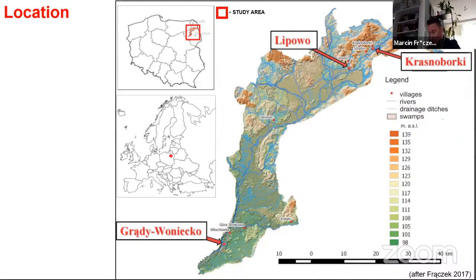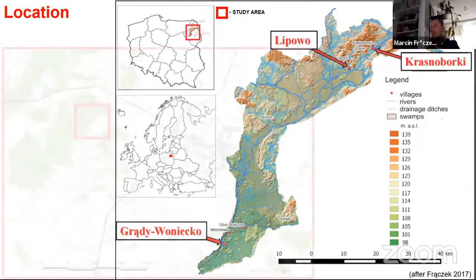So we are in the most northern part of the very large Biebrza Valley. We must admit that this is also part of the Biebrza National Park, so it's not so easy to encroach and to do some research in this area.